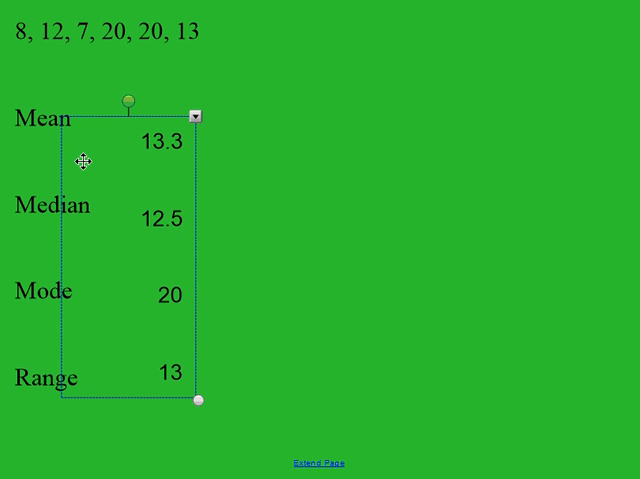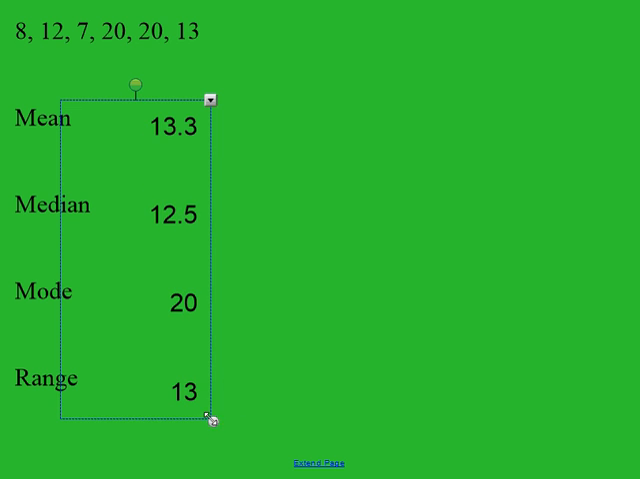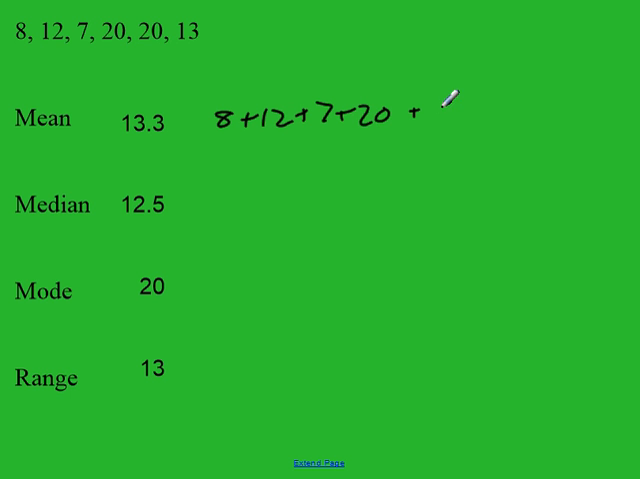All right, my answers are 13.3 for the mean, which you would get by adding up all the numbers, 8 plus 12 plus 7 plus 20 plus 20 plus 13, and then dividing by the number of numbers, which is 6 in this case. The median, this one, I wouldn't be surprised if some of you guys had some trouble with.